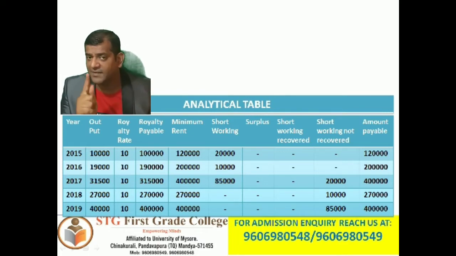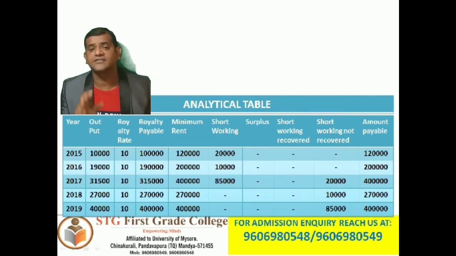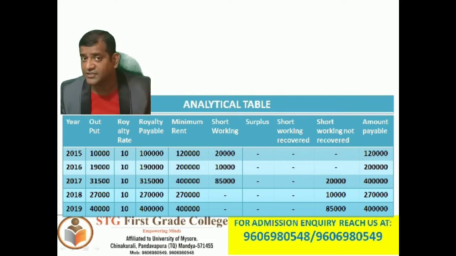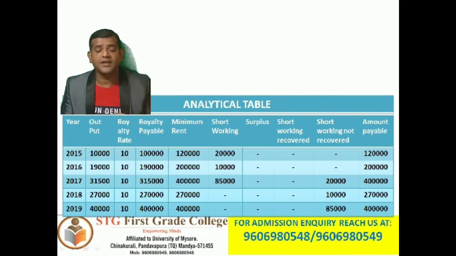So whenever minimum rent is greater, it is very clear there is a shortage. There is a short working. So how much short working? Minimum rent minus royalty payable. That means 1,20,000 minus 1 lakh. So the shortage is 20,000 rupees. So enter that short working 20,000 in the short working column.